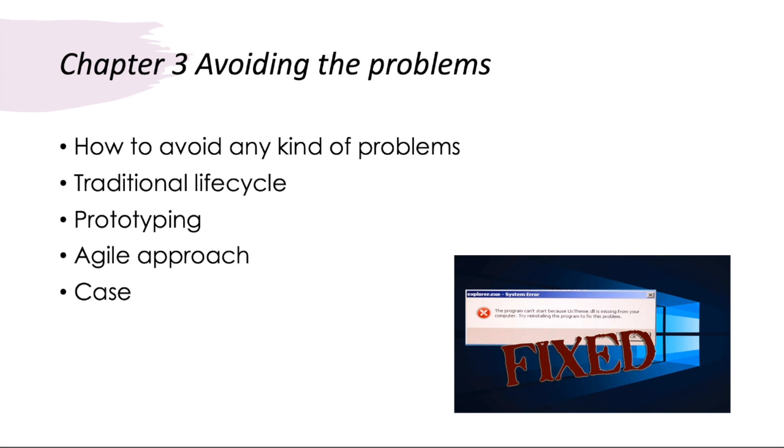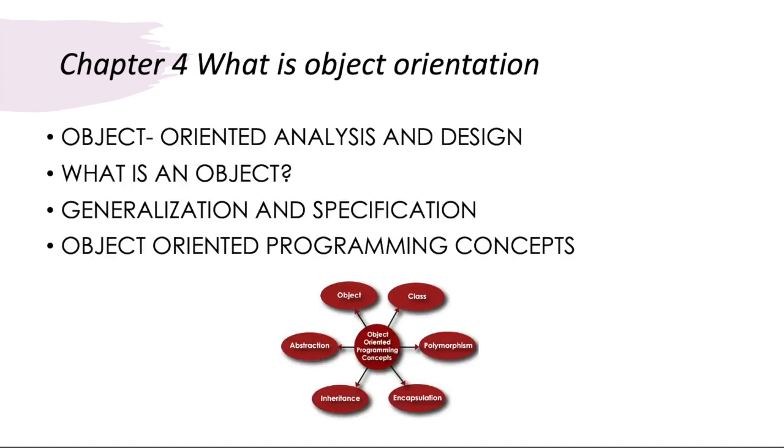Chapter 3: Avoiding the problems. In this chapter, we focus on how to avoid any kind of problems. As we know, in the previous chapter, we studied the details of problems. So in this chapter, we study how to avoid the problems that may occur in the system by various methods. For instance, using the traditional life cycle, prototyping, the agile approach, and testing.